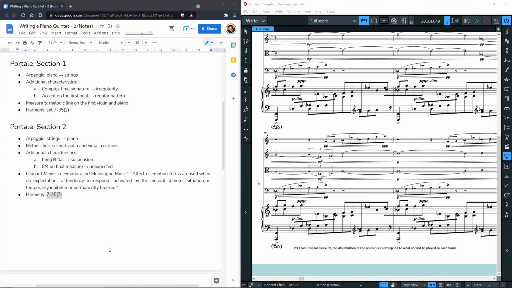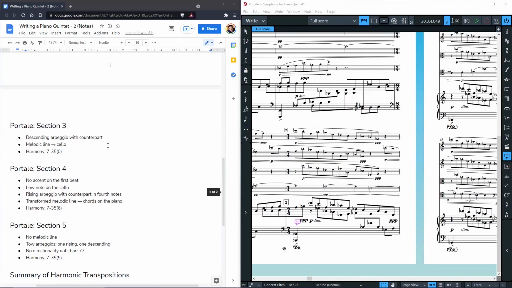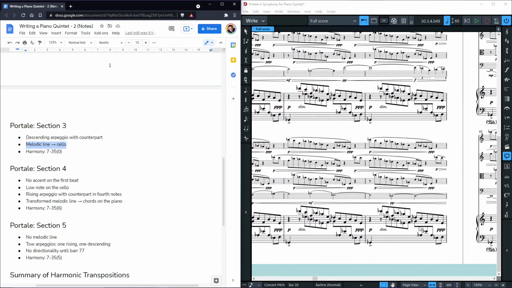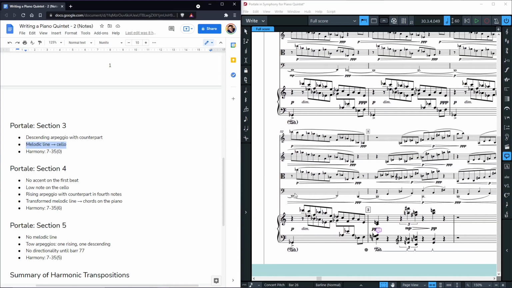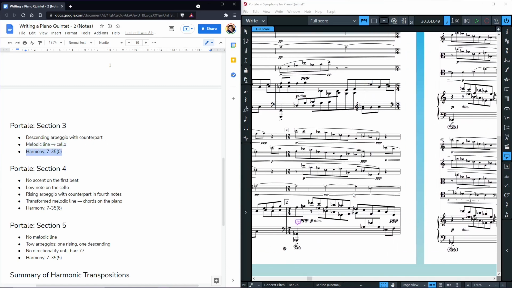The third section presents more changes. First, the arpeggio is now descending and has a counterpart, a different arpeggio that is played underneath and begins an eighth note later. The second change is that the melodic line is on the cello and that it drops to a point where it's even below the accented downbeat of the piano. The set has been transposed to note 0, C, that is raised again by a perfect fourth. Listen to the first measures of this section.